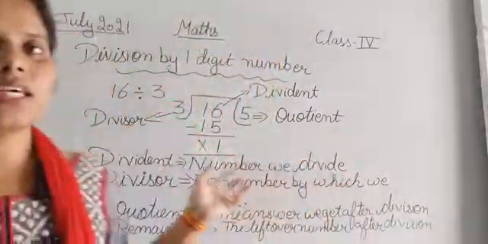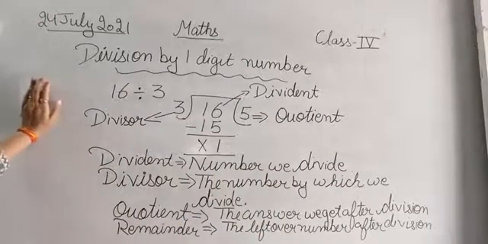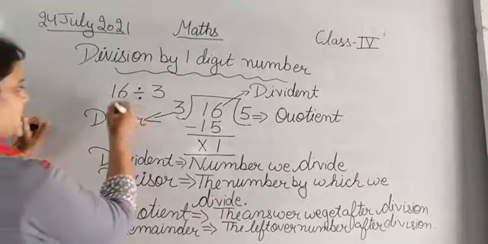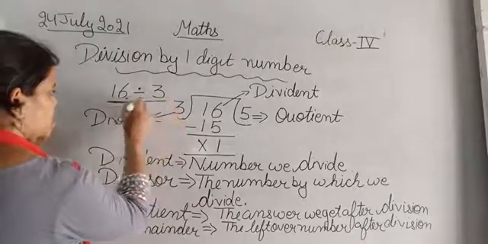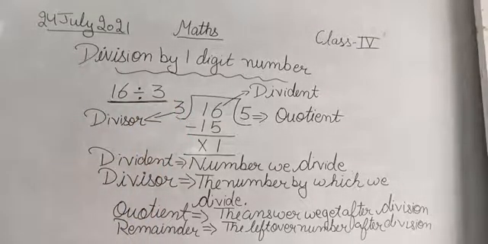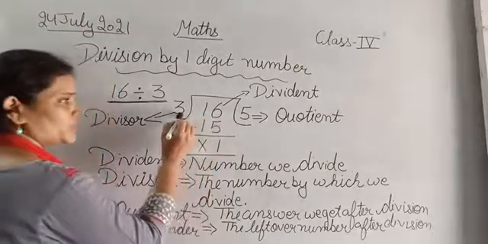Okay, so these are the certain terms that we use in division. Just check it one more time. This is the division that we have done in which we have to divide 16 with 3. In this question we had to divide 16 by 3. So first of all we have done the division. 16 is here and we are dividing it with 3.